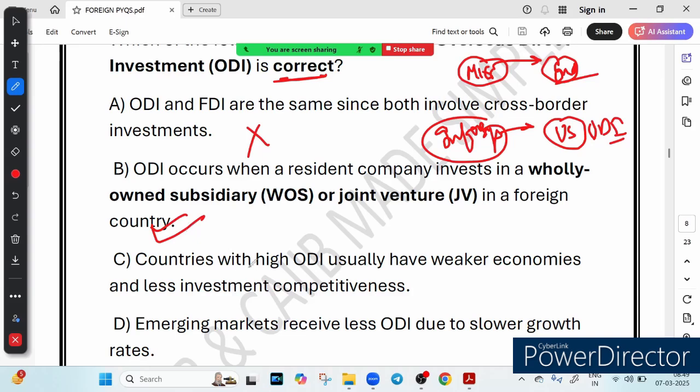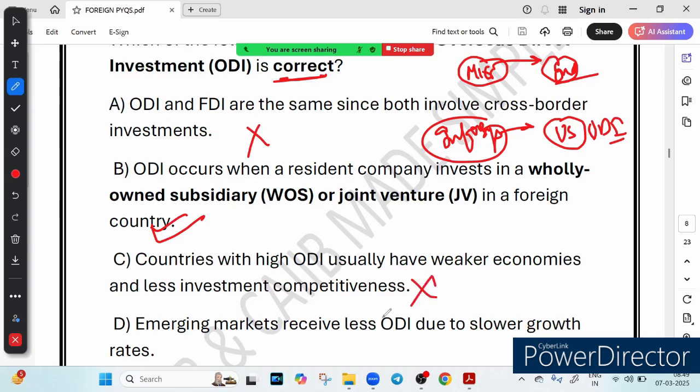Option C, countries with high ODI usually have weaker economies and less investment competitiveness. This option claims that countries with high ODI have weaker economies. This is incorrect. A high level of ODI usually indicates a strong and competitive economy because it shows the companies have the resources and confidence to invest abroad. This is wrong.